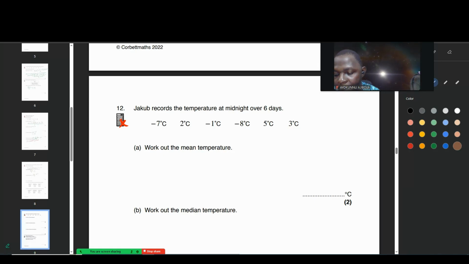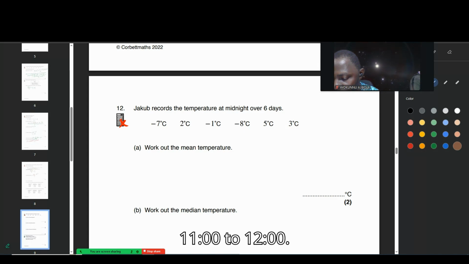12. I think we can use 11 to 12 if you don't mind.